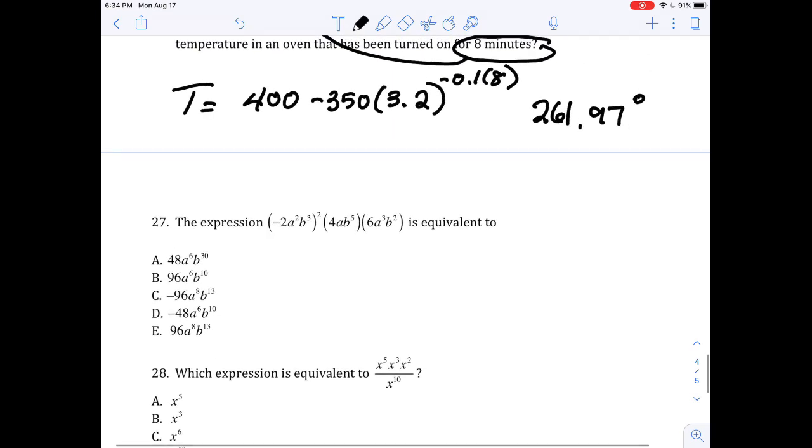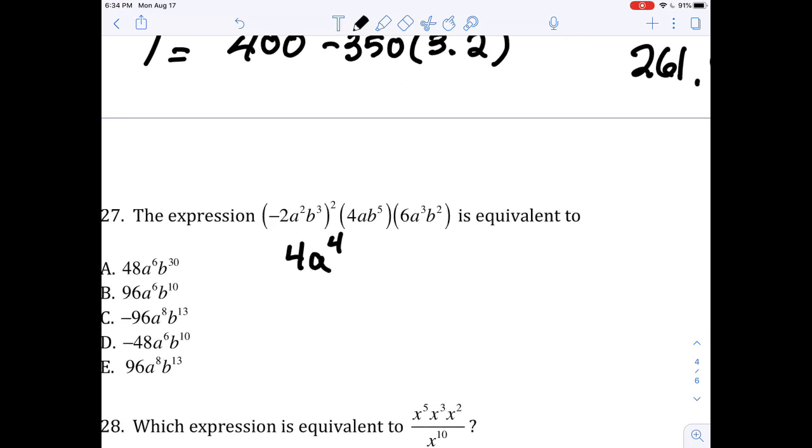Number 27, the expression is equivalent to, and again, these are just more rules of exponents. So negative 2 is used as a base twice, so that's 4a to the 4th, b to the 6th, 4ab to the 5th, 6a cubed b squared. So we're going to grab our calculators and we're going to multiply 4 times 4 times 6, and that's 96.